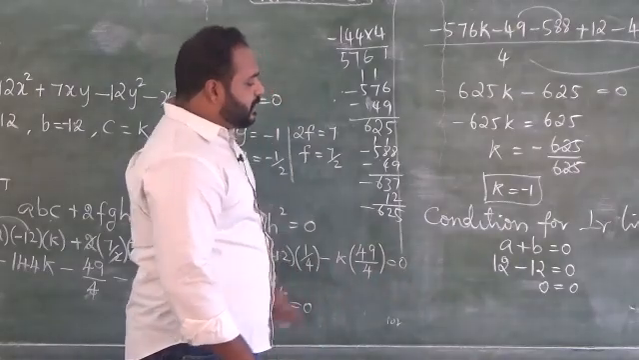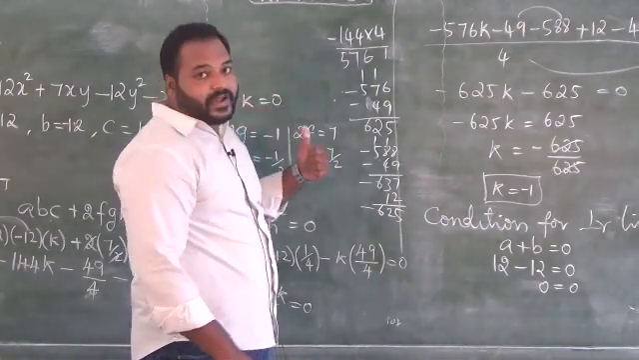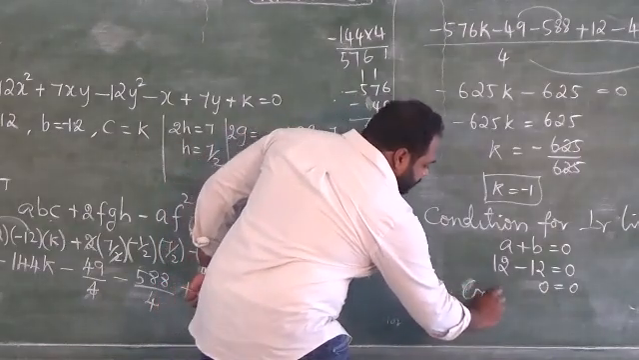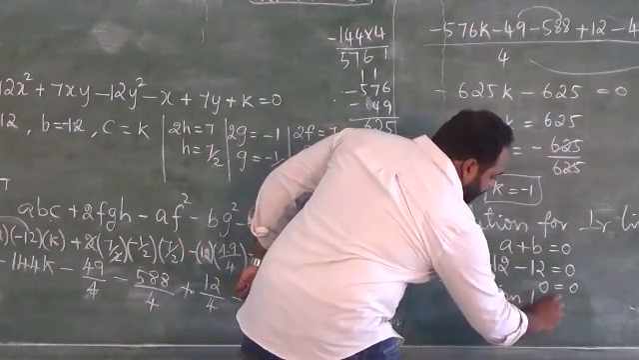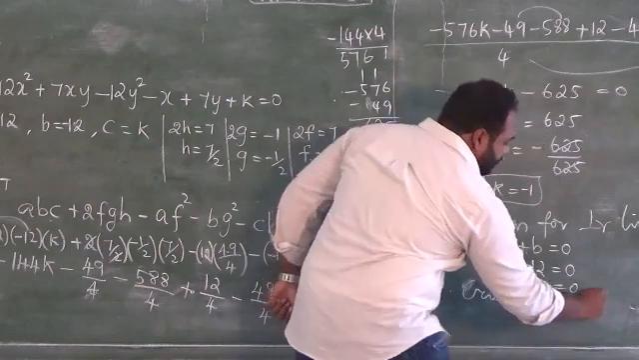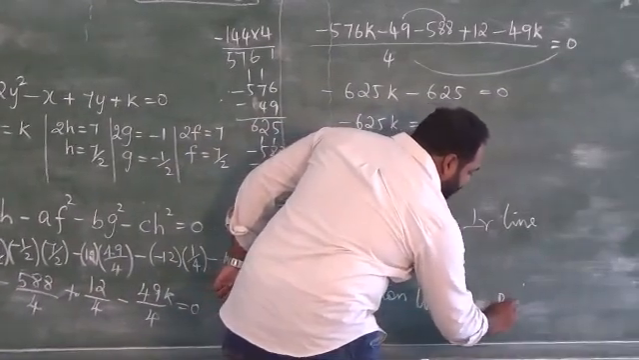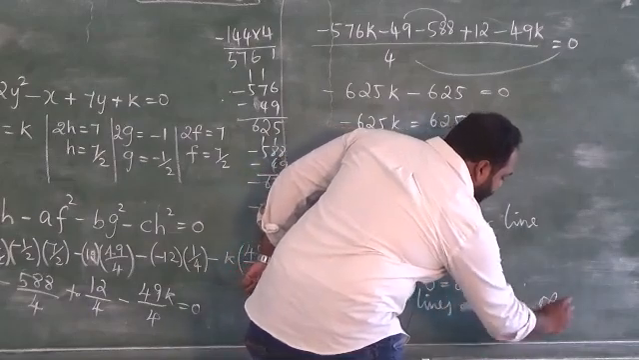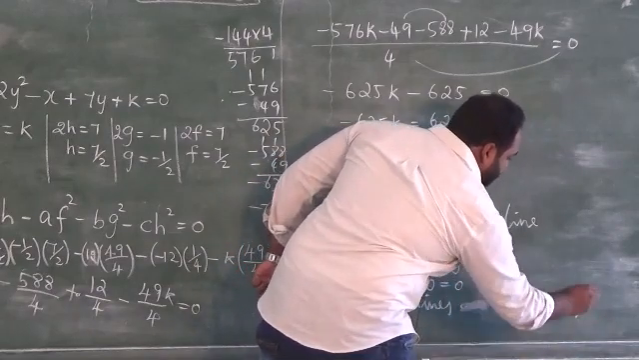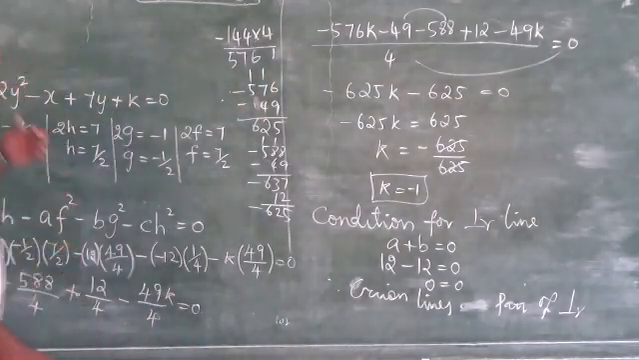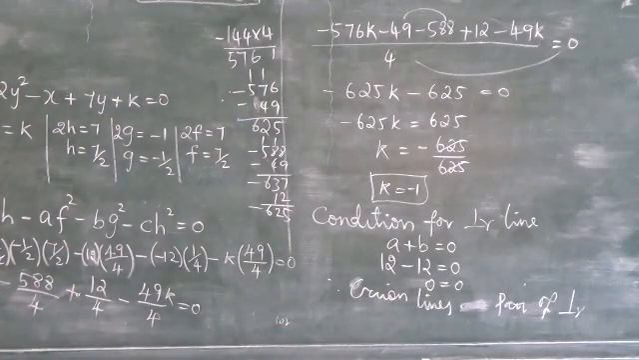So the given line is a pair of perpendicular lines. Therefore, the given lines are a pair of perpendicular lines. So question number 12 is over.